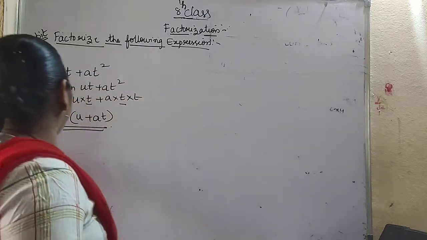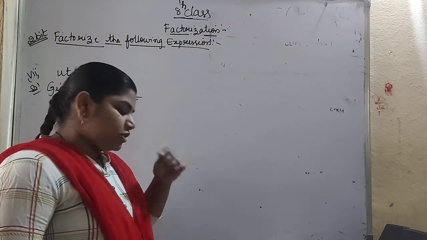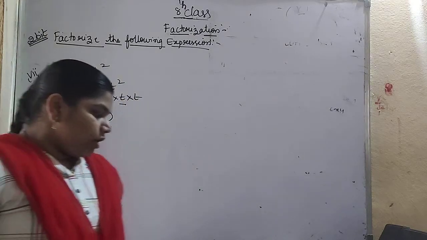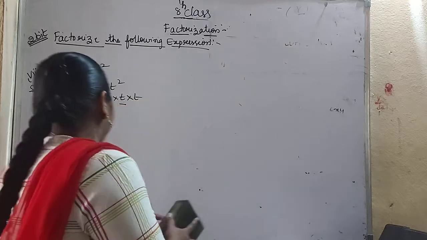So what is the last question? Ut plus at square. So this one has been completed. This is the last question in the second bit. Now I am starting the third bit, that is the last bit in this exercise.